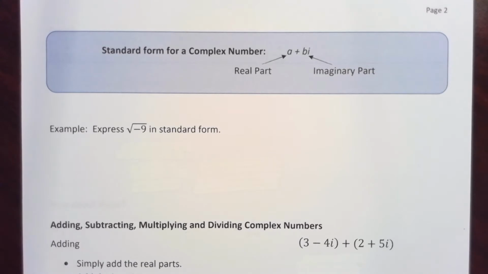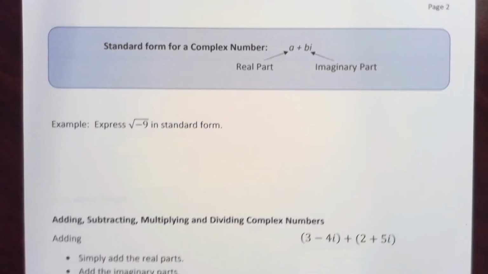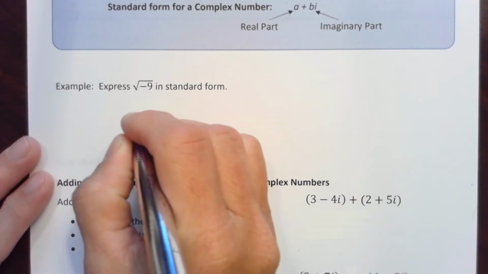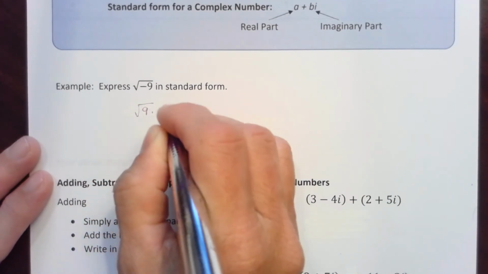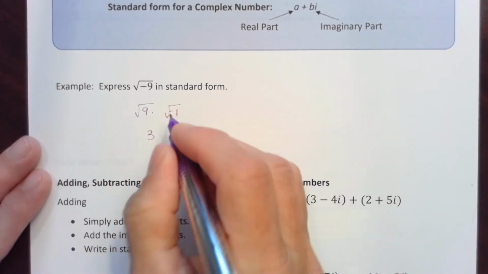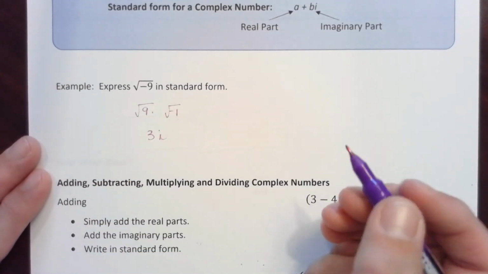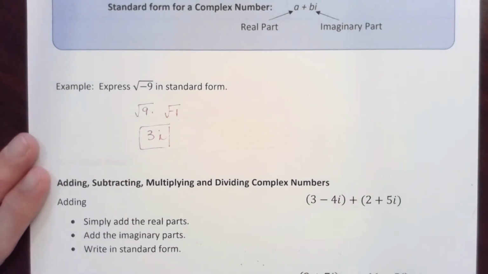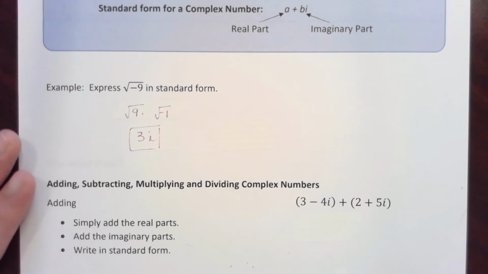Complex numbers do have a standard form, and the standard form is the real part plus the imaginary part, or a plus bi. So looking at this example, we have the square root of negative 9. That is the square root of 9 times the square root of negative 1. The square root of 9 is 3, and the square root of negative 1 is i. So normally we would just stop there and say that that is the simplified form of that expression.